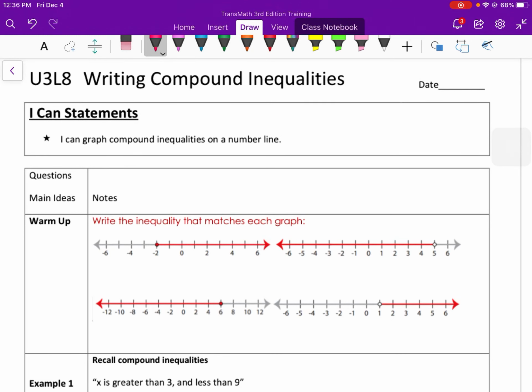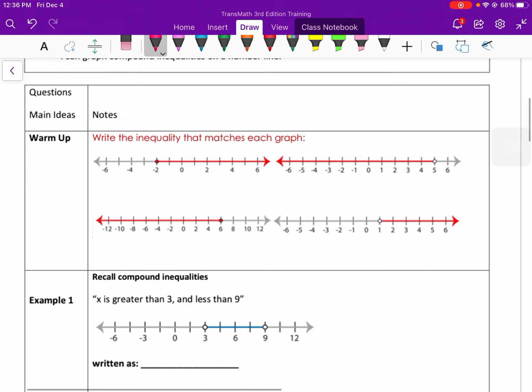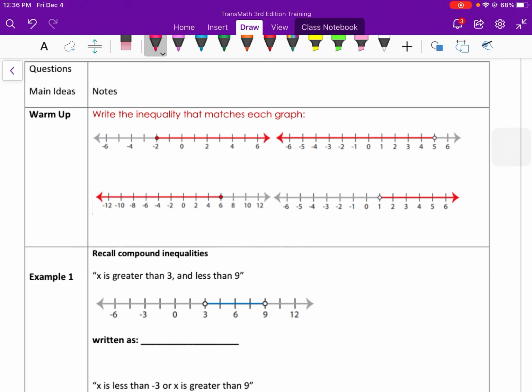Hey class, last notes for Unit 3, Lesson 8, and we're going to write the inequalities for compound inequalities. So let's just start with a little bit of review.